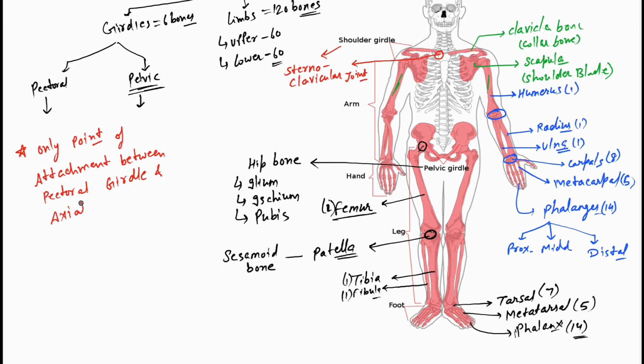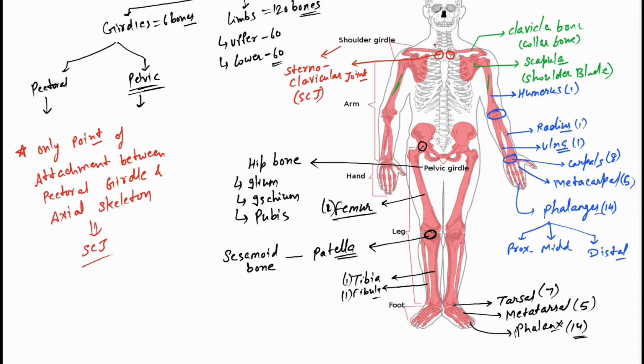I hope you understand this. Axial skeleton. So what is that? That is our sternoclavicular joint. So this is our sternoclavicular joint and it is the only point of attachment between the pectoral girdle and the axial skeleton. As you can see here, we have the notch, that is our clavicular notch on the sternum region.